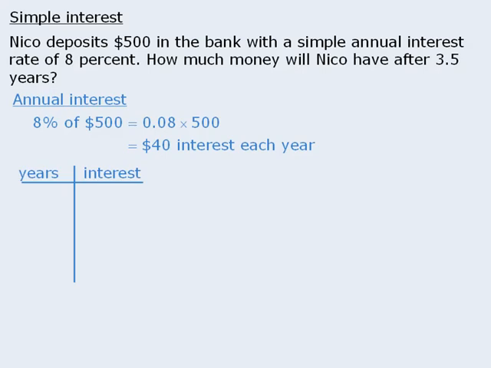Alright, now let's use this table to keep track of the interest that accumulates on Nico's $500 deposit. So after 1 year, $40 will have accumulated. After 2 years, another $40, bringing the total to $80. After 3 years, we add another $40 to bring the total to $120. Now to find the interest after 3.5 years, we need to add half a year's worth of interest. In other words, we will add $20 to bring the total to $140.